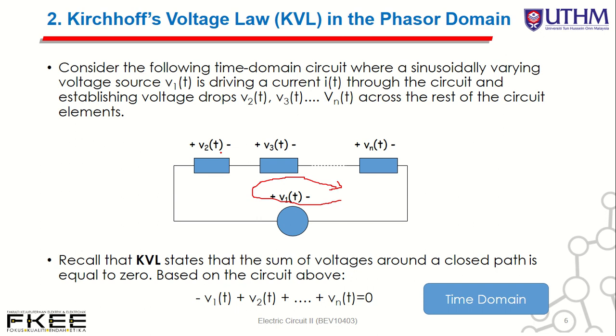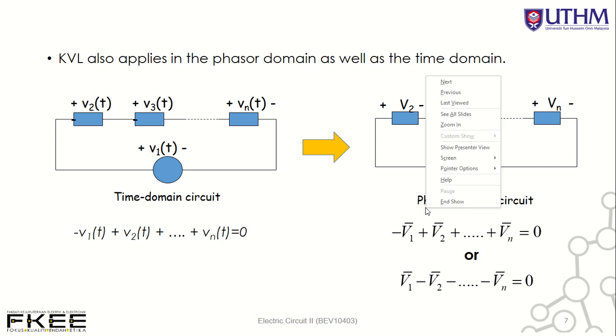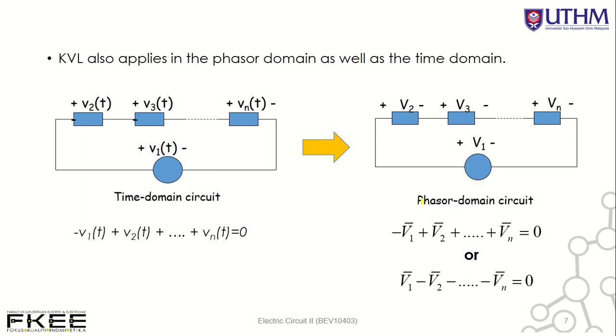This is the time domain equation for Kirchhoff voltage law. In order to perform circuit analysis in AC steady state, we need to use the phasor domain or frequency domain. KVL also applies in the phasor domain as well as in the time domain. So to perform the circuit analysis, we basically use the phasor domain, which is easy for circuit analysis. This is the similarity between the time domain circuit and the phasor domain circuit.